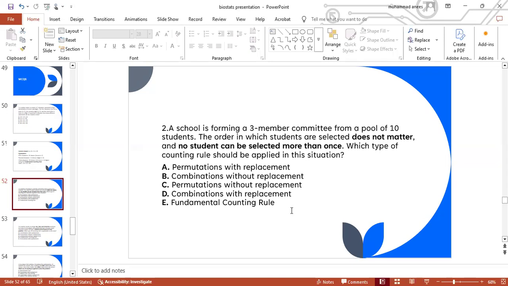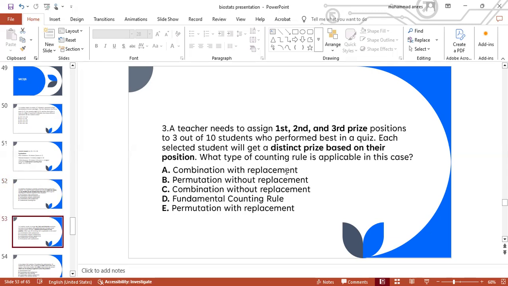The important point here is order does not matter. Since the order does not matter and the students cannot be selected more than once, then option B is correct, which is combinations without replacement.